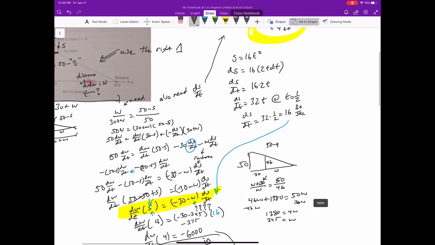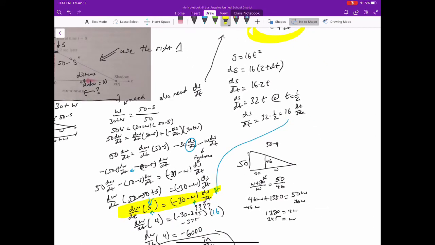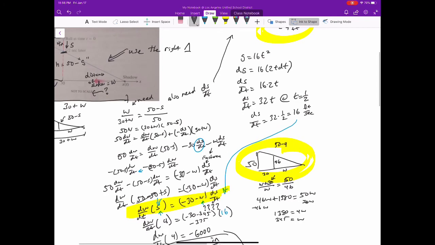So I went ahead and drew my ratios right here. Take a look here. Since we know that S was 4, and the whole length, remember, was 50, 50 minus 4 is the 46 that's left over. So we have the two sides of that triangle. We're looking for the shadow length, W.